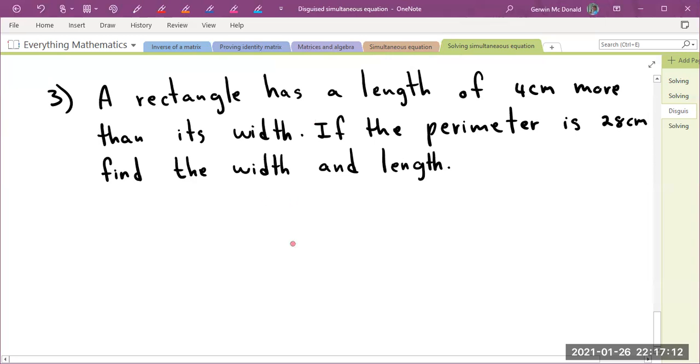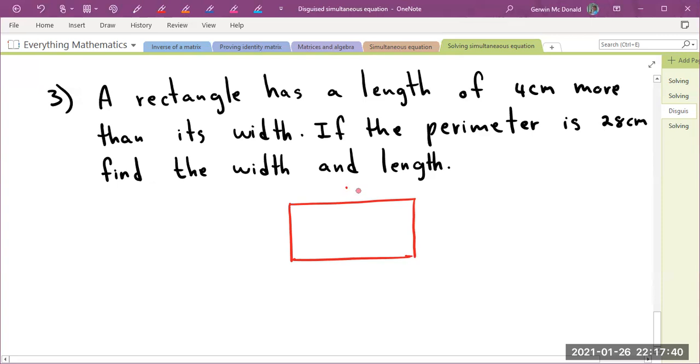So they say a rectangle has a length of 4 centimeters more than its width. So in other words, the width is 4 centimeters less. Any way you want to look at it. I would draw a rectangle first of all, and we don't know the length, we don't know the width. But we know that the length is 4 more, or the width is 4 less, whatever way I want to look at it. So let's give the length a letter.